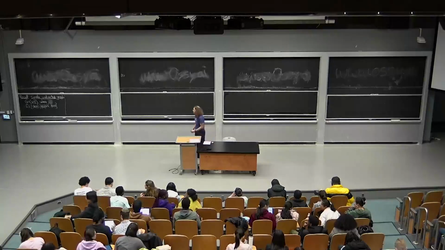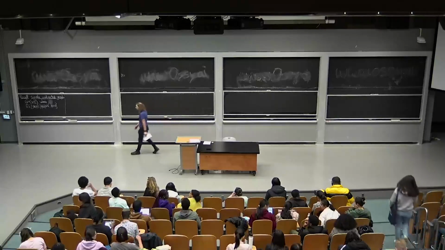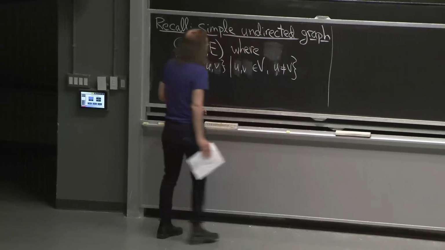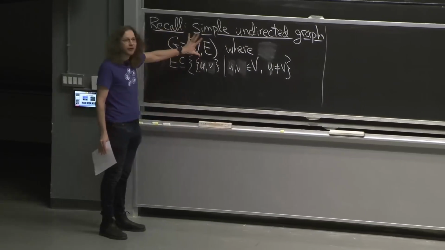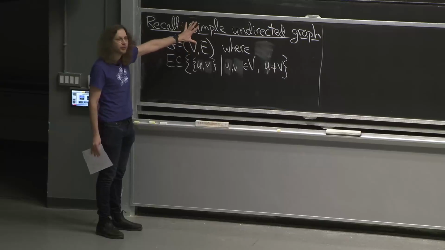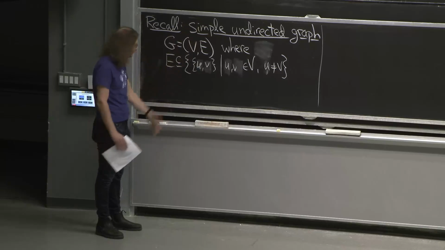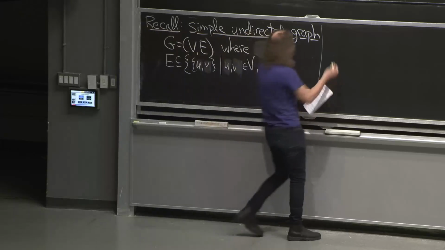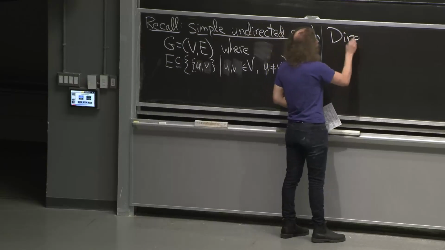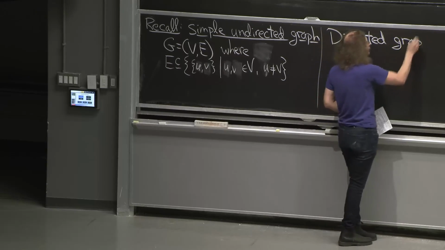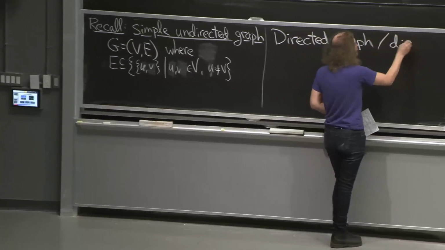Right, welcome back to graphs. This will be our last lecture that's fully about graphs. And we're going to move away from what we've been talking about for the last 3 lectures, simple undirected graphs, and move to the other kind of graph we talk about in this class, which is directed graphs, which we sometimes shorten to digraph.